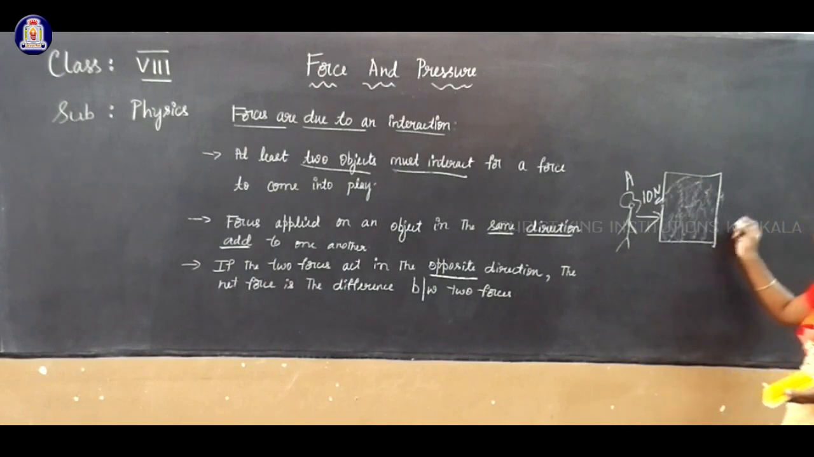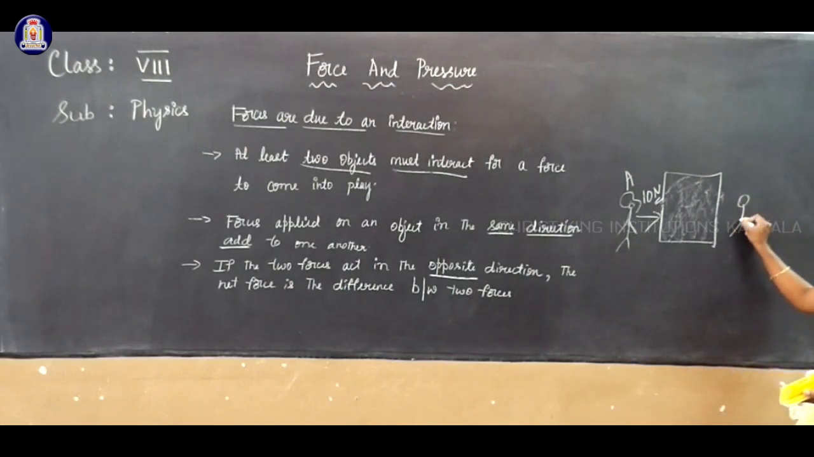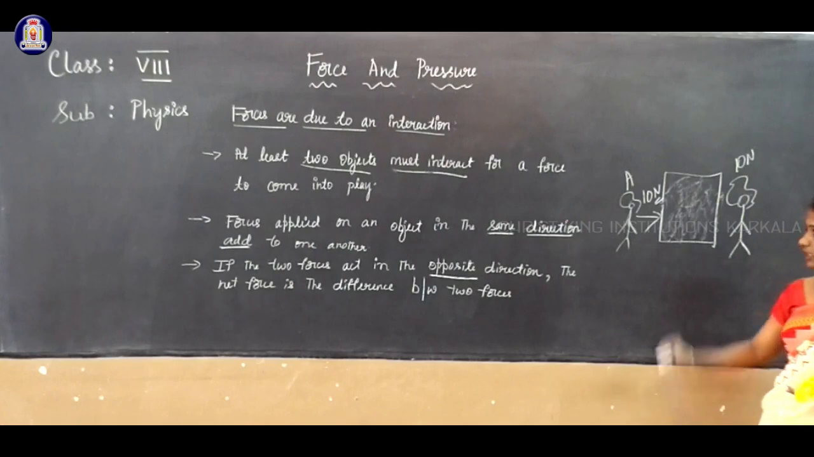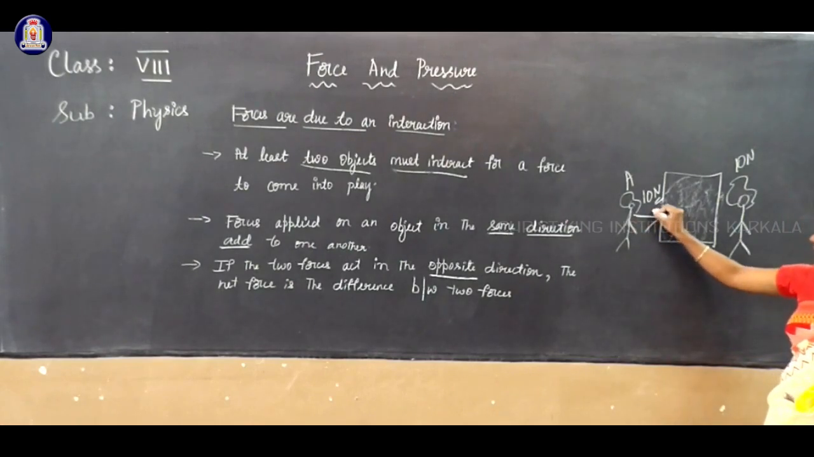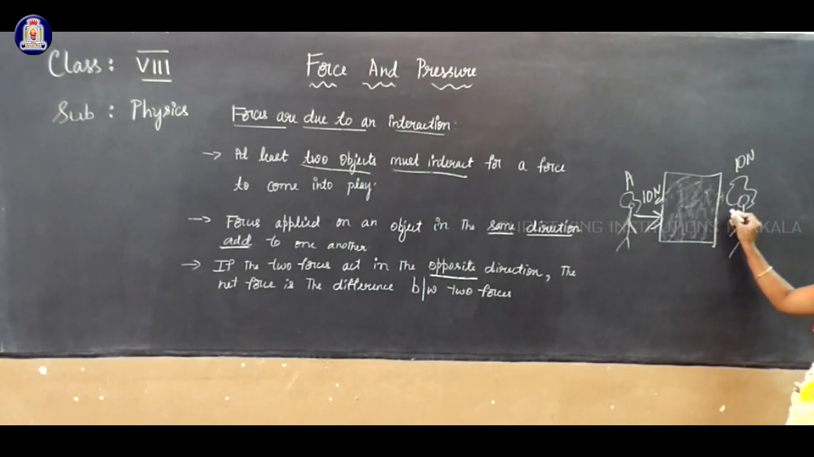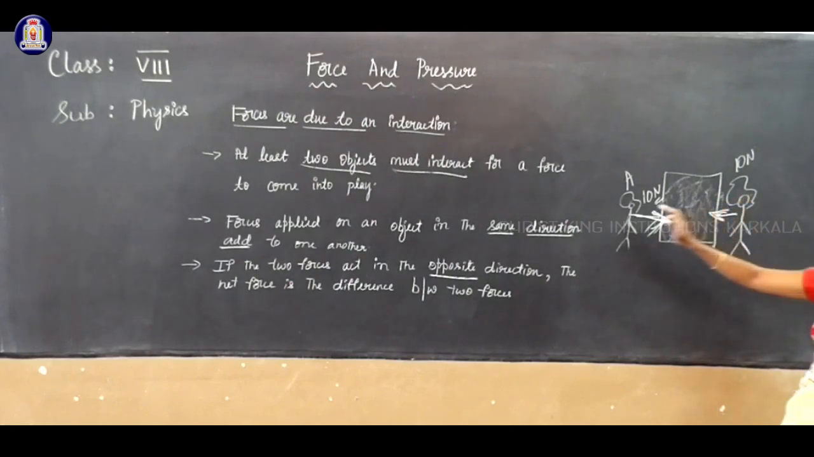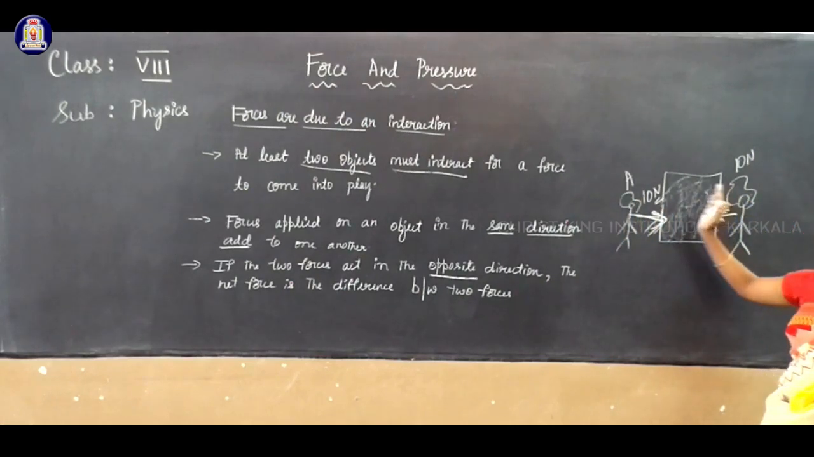Now there is one more person. Consider one more person is here. He is also applying about 10 Newton force. This one is pushing the box in this direction, and this one is pushing the box in this direction. See the direction. That is, this is towards the right, this is towards the left.